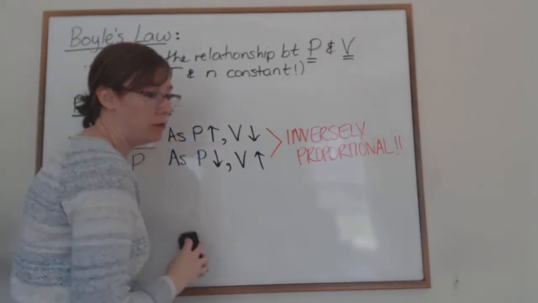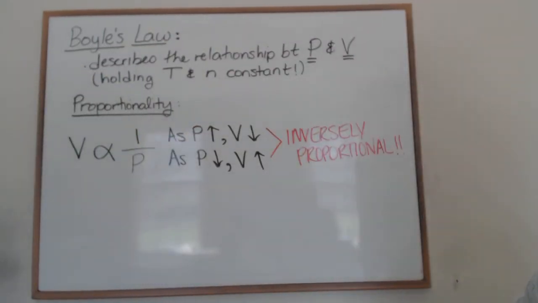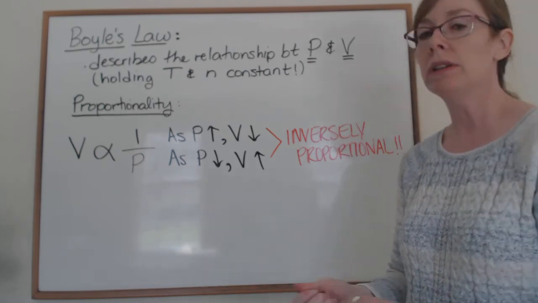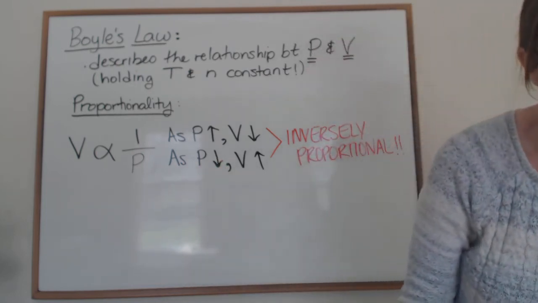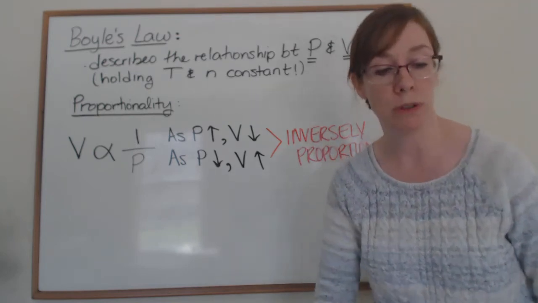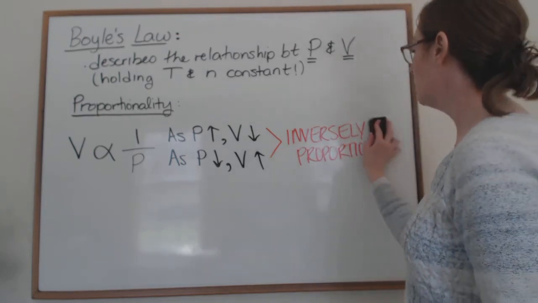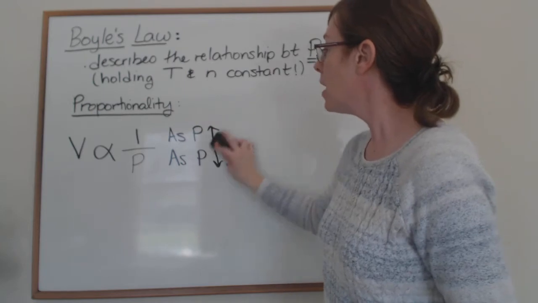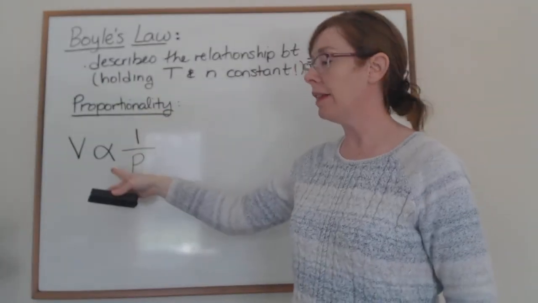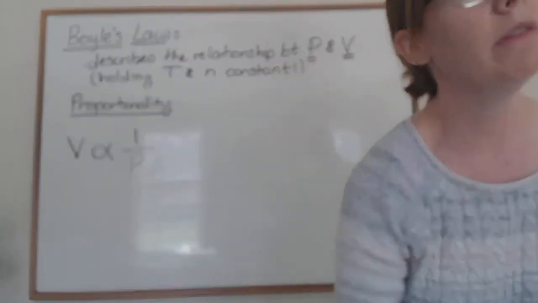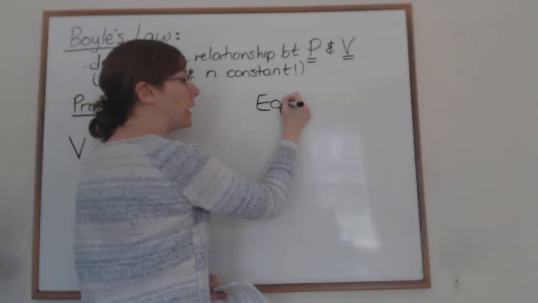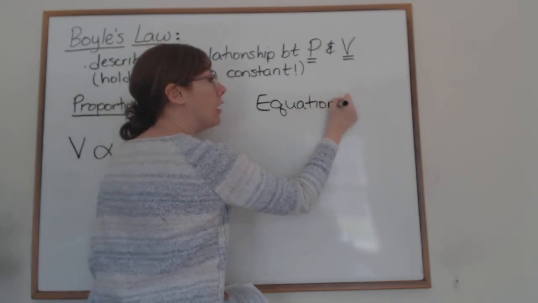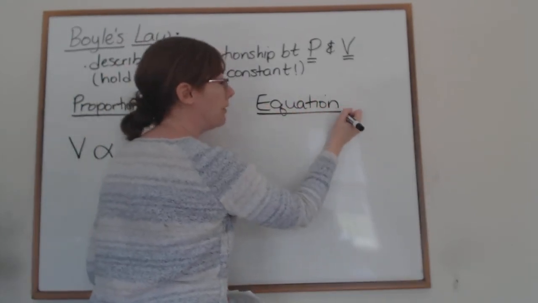All right, so the next thing about Boyle's Law, and Boyle's Law is going to take the longest just because we have to lay out a few ground rules. The other laws will be faster to talk about. So you know the proportionality, inversely proportional. We know the reason why. Now what we want to do is figure out the equation for Boyle's Law. And then we'll show you an example of how to use it.